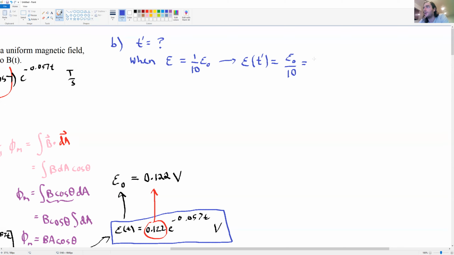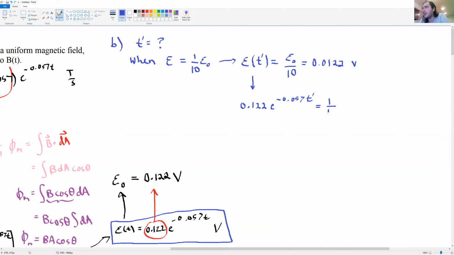Okay, so E0 over 10 is move the decimal place over 1 spot, right? We're dividing by 10, volts, so 0.0122. And this function here will reduce to the following expression, 0.122 times e to the minus 0.057 t prime now, which is what we're going to solve for. And that's got to be equal to E0 over 10.